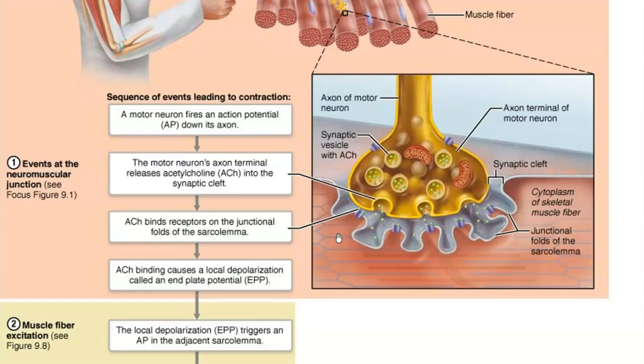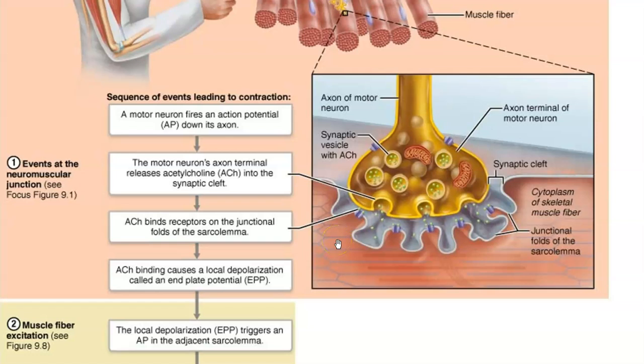And that is going to change the voltage or the potential at the sarcolemma. That voltage was negative 70 millivolts, and it's going to change to a more positive voltage. Okay, so it's going to go toward negative 55. And we call that depolarization, when the resting potential, the negative 70, becomes less negative and more positive.